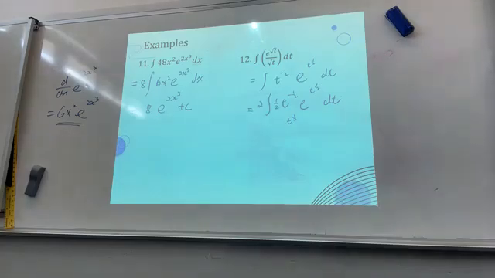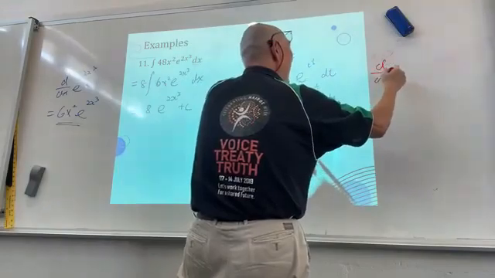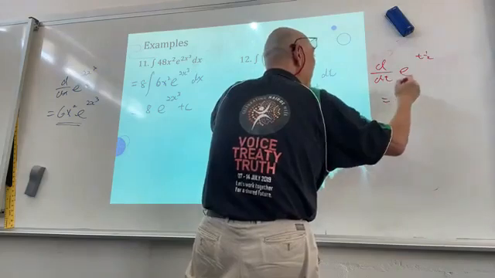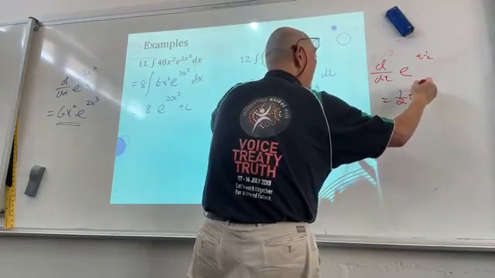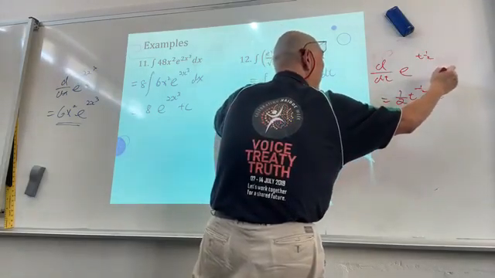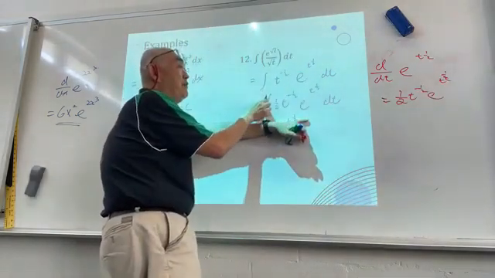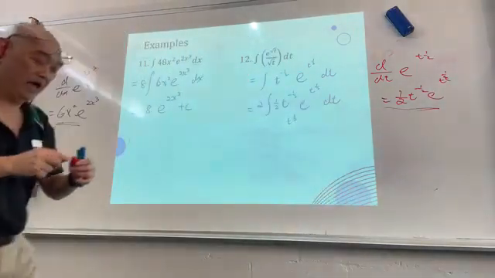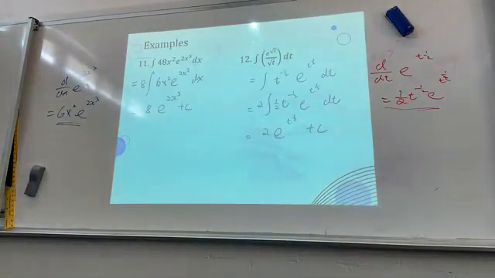Knowing d/dt of e to the power of t to the power of half is actually half t to the power of minus half e to the power of t to the power of half, I can manipulate that so that it will appear here, just solving for the coefficient. Therefore, I know that the integration is 2e to the power of t to the power of half plus c.